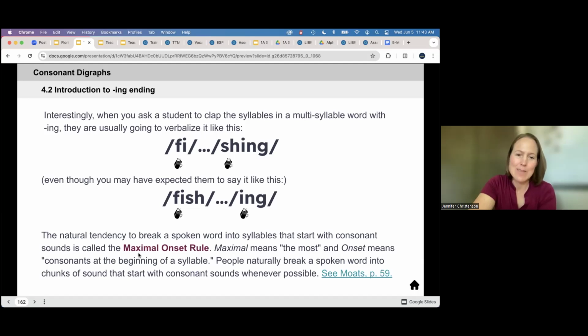It's called the maximal onset rule. And that's just a little bit of nerdy linguistics to share with you. So maximal means the most. Onset means consonants at the beginning of a syllable. So this SH sound is a consonant. And it's more natural for us when we're speaking to put those consonants at the beginning of syllables. So that's why you're going to hear a student say "fi-shing."